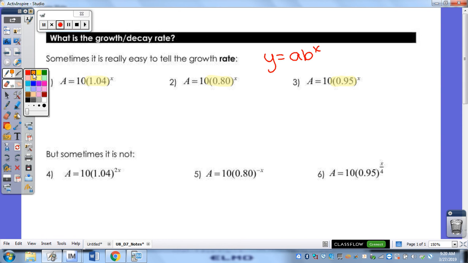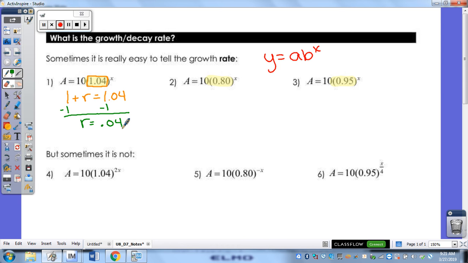So if the number is greater than 1, like for example this first one here, 1.04, that's greater than 1. The way that we would get that value is that it was 1 plus the rate. So I'm going to say 1 plus the rate has to equal my b value of 1.04. To solve for my rate, which is what I want, I would subtract my 1, and I'd get that my rate is 0.04. And that's the decimal form of it. What would my percentage be? Move that decimal over 2 places. This would be 4%. So this is 4% growth.